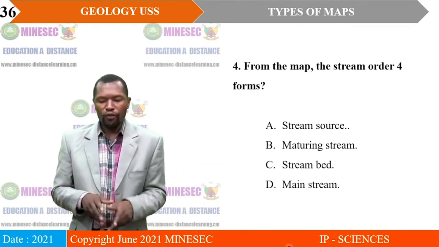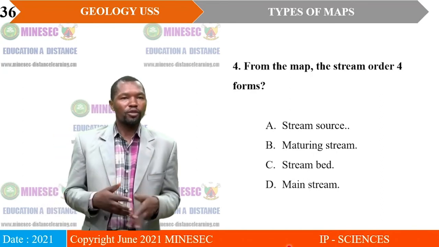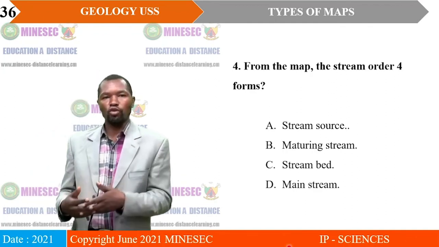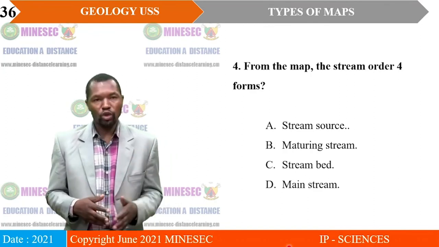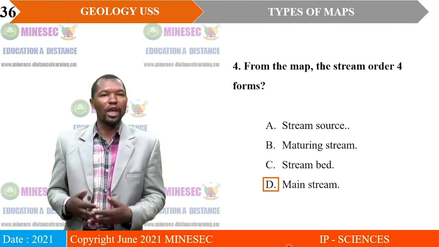Question 4. From the map, the stream order 4 forms A. Stream source. B. Maturing stream. C. Stream bed. D. Main stream. The correct answer is D. It forms the main stream.